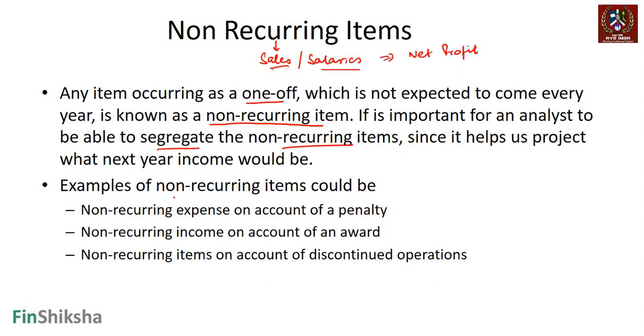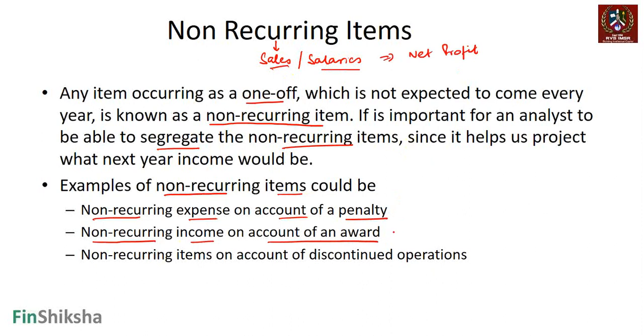Now, some examples of non-recurring items could be, for example, a non-recurring expense on account of a penalty. Let's say there is a tax penalty, or the government just puts a penalty on a company because they violated some rule. Now, this penalty is probably going to be a one-off. It's not going to repeat itself year on year, and unless there is reason for you to believe that it is going to repeat itself year on year, we will assume that this is a one-off and a non-recurring item, right? Similarly, there could be a non-recurring income on account of an award, right?